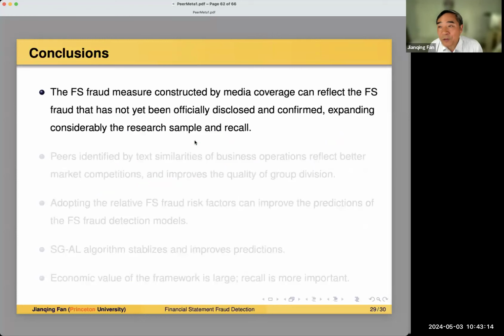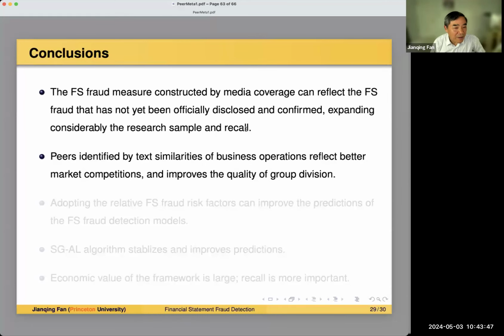So let me conclude. I know it's 40 minutes. The conclusion is that a financial statement fraud measure constructed from media coverage can reflect financial statement fraud that has not yet been officially disclosed or confirmed. This considerably expands the research sample and the recall rate, because we were able to detect some of those that had not already been detected by the authorities.